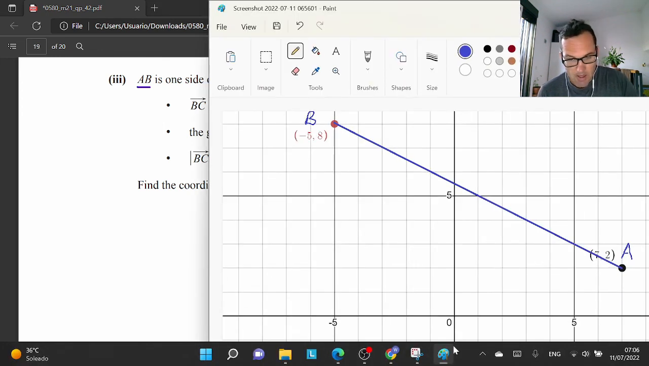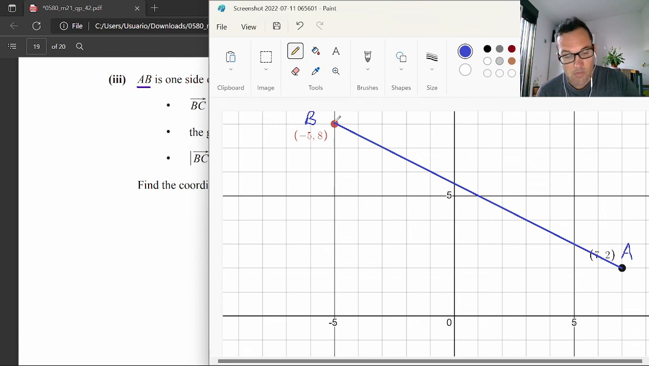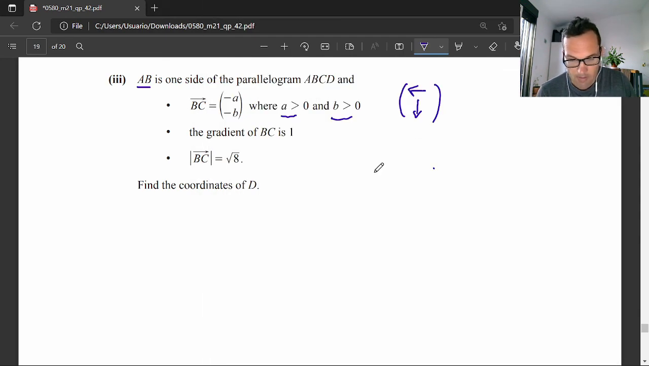Okay, so B is the point up here. What this is telling us is that the side BC, so let's imagine C is a point over here somewhere, just as a wild guess, means that we're moving to the left and we're moving down. It just means C cannot be above or to the right. C is to the left and below. That's all that piece of information tells us. So C is over here somewhere. We've dealt with this information.